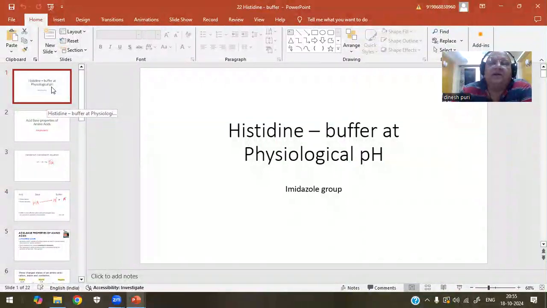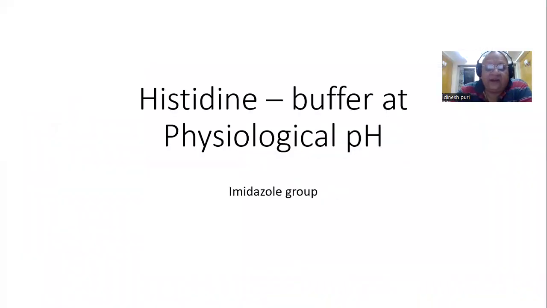In the earlier classes, we had seen the roles of various R groups. And we had also seen that the R group of histidine, the imidazole group, is the only one which can act as a buffer at the physiological pH. It's a very narrow range around pH 7.4, actually ranging from 7.35 to 7.45.